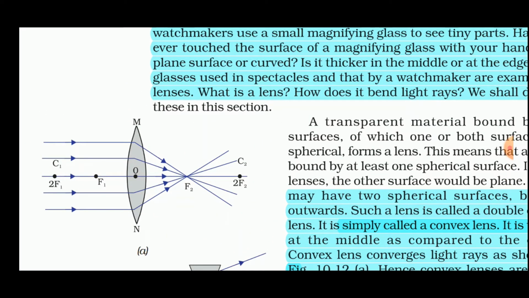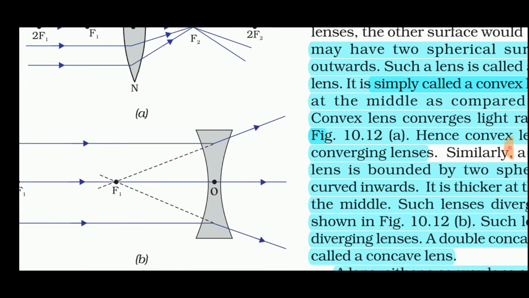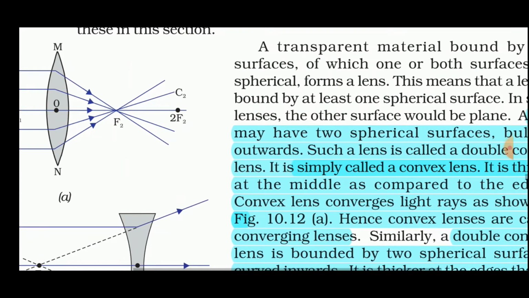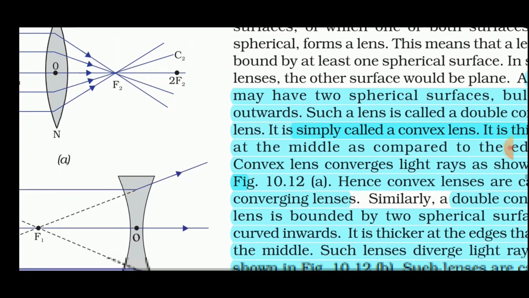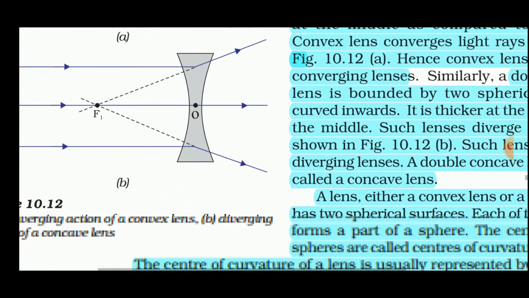Here we are learning only the double convex lens and the double concave lens. In this figure, both surfaces are convex, and this lens is called a double convex lens or simply a convex lens. Whereas here both surfaces are concave, so this lens is called a concave lens. The convex lens is also called a converging lens. In the concave lens, the rays of light diverge after passing through it, so the concave lens is also called a diverging lens.